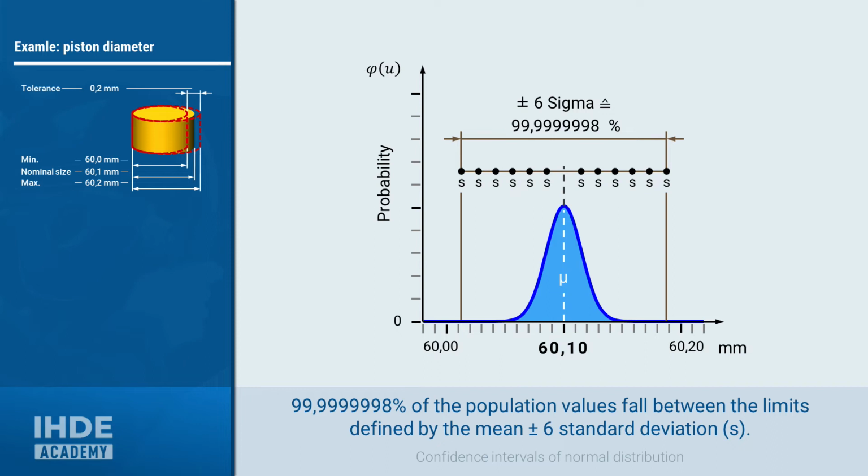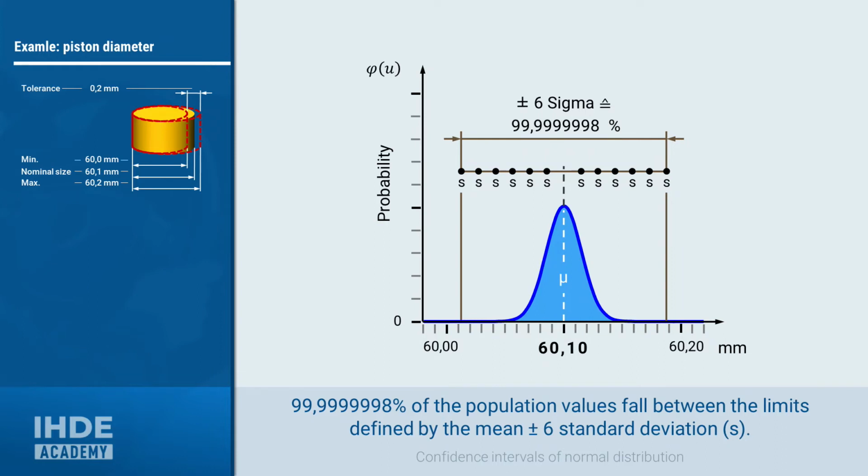In order to still be able to display the 6 sigma range, the width of the curve had to be reduced. 99.999998% of all values are in the range between ±6 sigma. So only 0.000002% of all values are outside. This requirement seems extreme at first, but is then put into perspective a little.